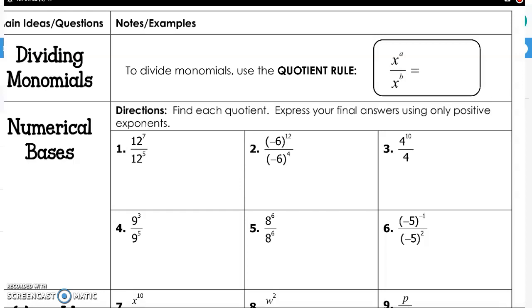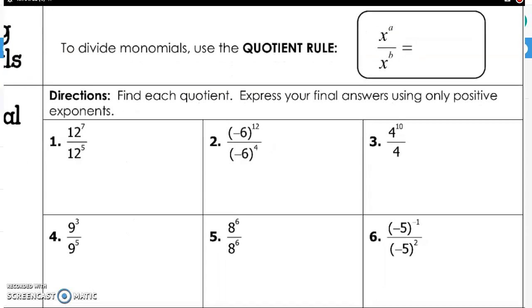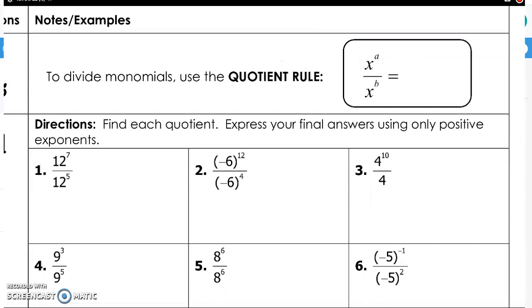On pages 213 and 214, we are going to look at dividing monomials. So we've added and subtracted them, where you only add or subtract the coefficients. Then we multiplied them, and when you multiply, you leave the base the same and you add the exponents. So now when we divide, we're going to use the quotient rule. Quotient again means to divide, and what you do is you subtract. So this becomes x to the a minus b. When you multiply, you add. When you divide, you subtract.